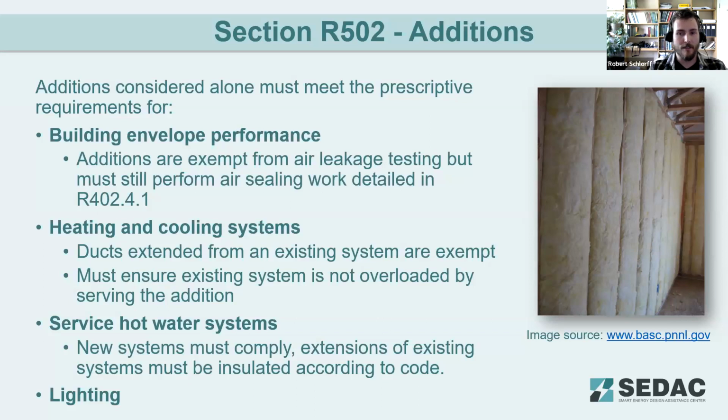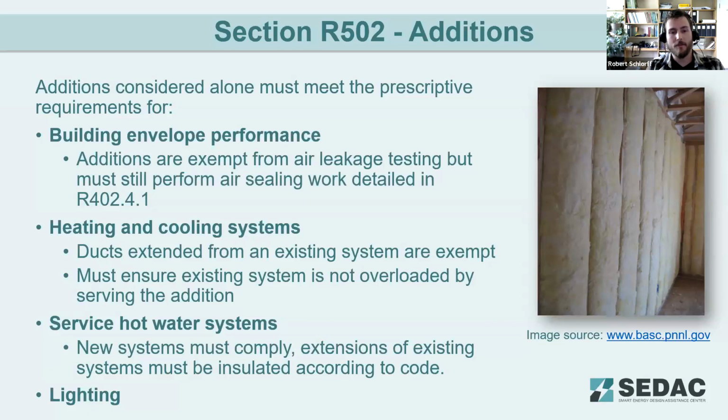But these are additions that don't involve a change in space conditioning. Again, that's a different case. If you're changing space conditioning, that goes back into the requirements that we just covered, where you need to fully comply with the code unless you fit into one of those three exceptions. So talking about additions that are not changing space conditioning, we must meet building envelope performance.